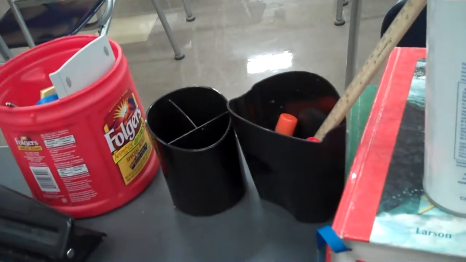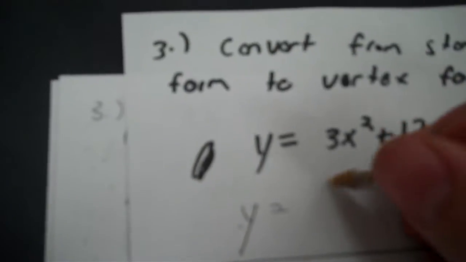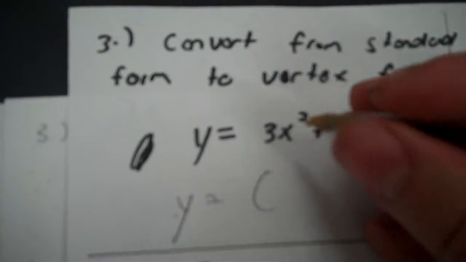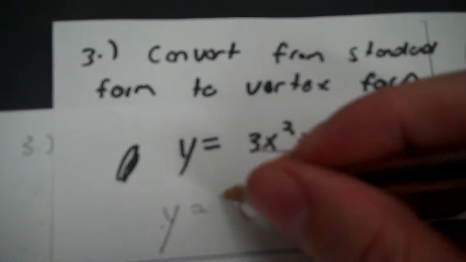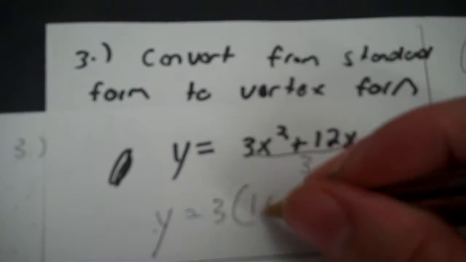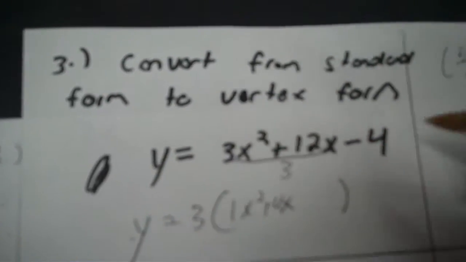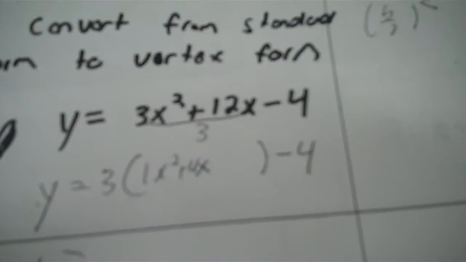Now your next one. Convert from standard form to vertex, same thing, okay? So b over 2 squared. All these problems you use b over 2 squared, okay? So I make that, and then by the way, we need this to be a 1, so I divide these by 3, pull 3 out. That's 1x squared plus 4x, and then minus 4, we kick that out. I don't divide that by 3.